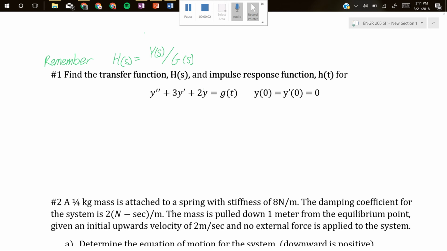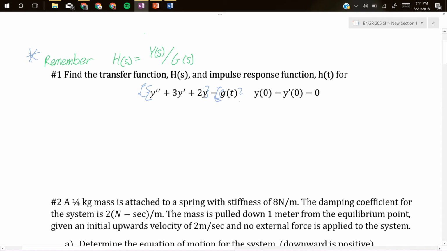Hello, in this video I'll be going over number 1, which deals with the transfer function H(s) and finding the impulse response function h(t). So for this problem we need to remember this equation. Right here I wrote in green, H(s) equals Y(s) over G(s), and this pretty much just means that in order to solve for H(s), we're going to need to take the Laplace of our equation down here below. So I'll take the Laplace to the left side and the right side.